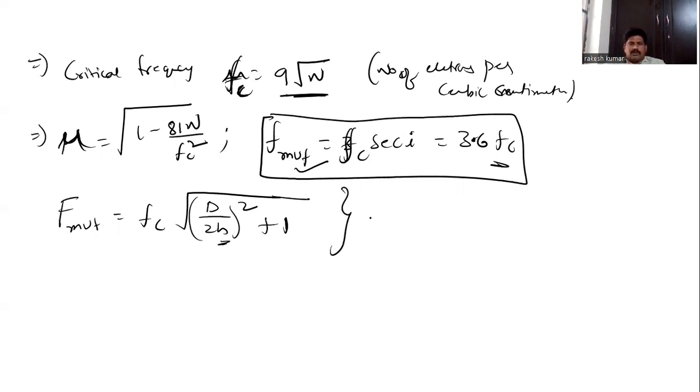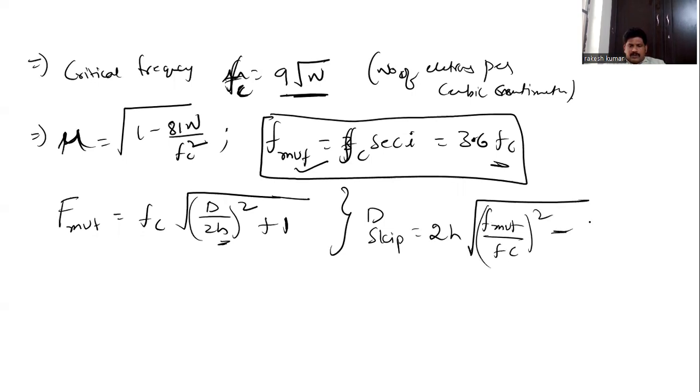Similarly, another formula I have calculated is the skip distance. Skip distance D skip is equal to 2H into root of (F naught by Fc) whole square minus 1. We may get any problem. They may give the values of MUF and Fc and the height, and ask you to calculate D skip. By using this formula, you can calculate this.